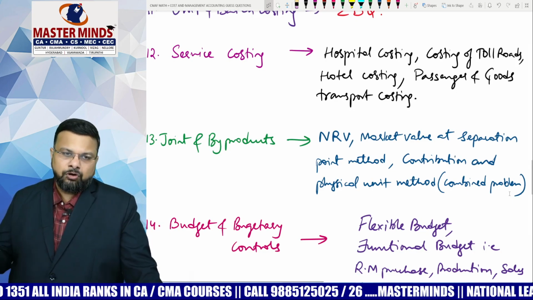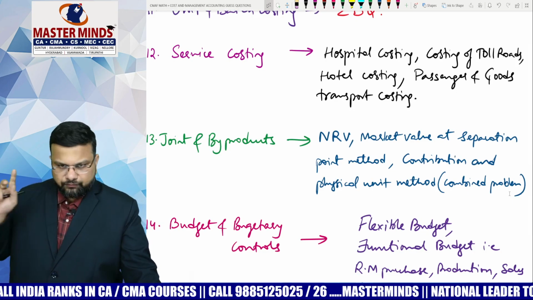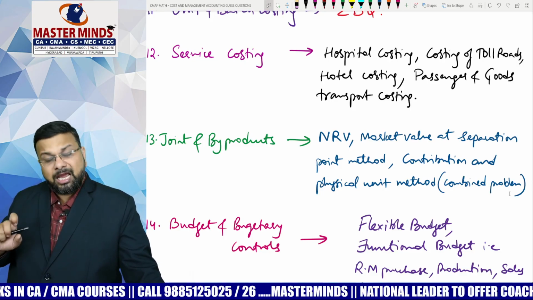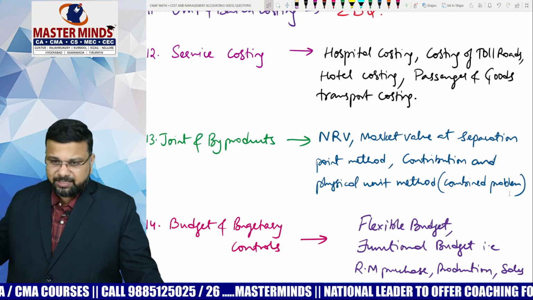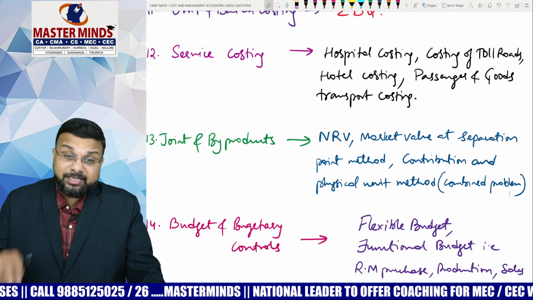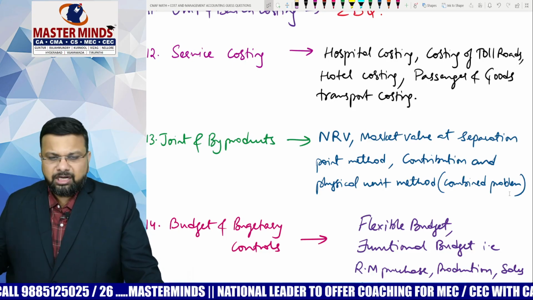So basically we have 4 models: NRV, net realizable value. Focus on that first. Then market value at separation point, or sale value at split off point. Both are one and the same. Contribution physical unit method. So you have 3 problems where all these 4 models are covered. If you are thorough with that one, you can easily answer.